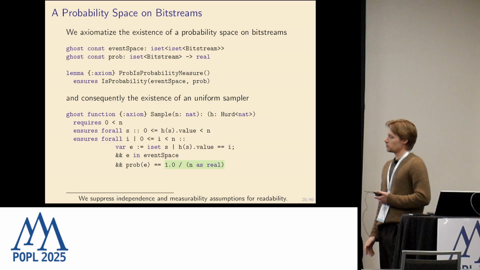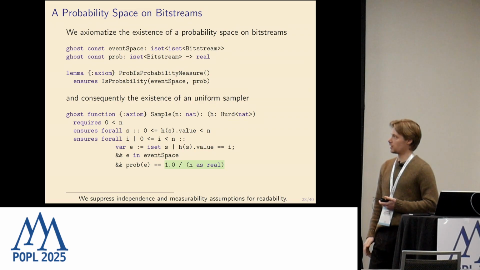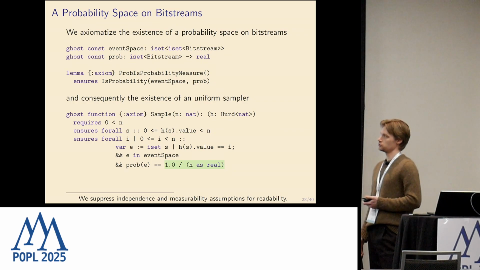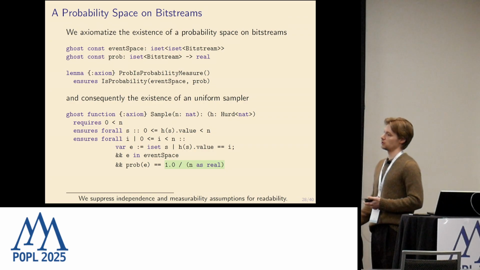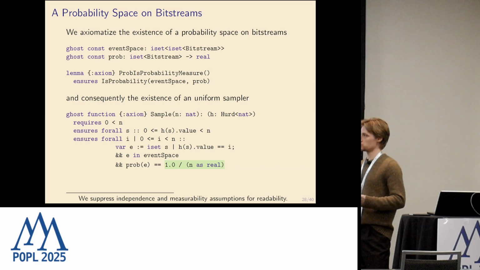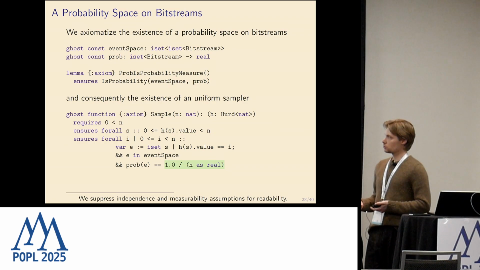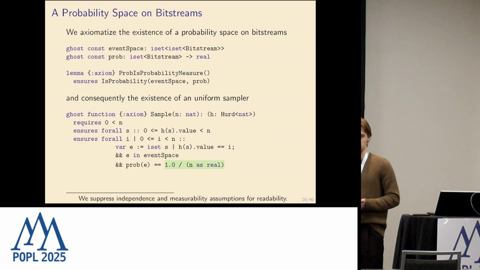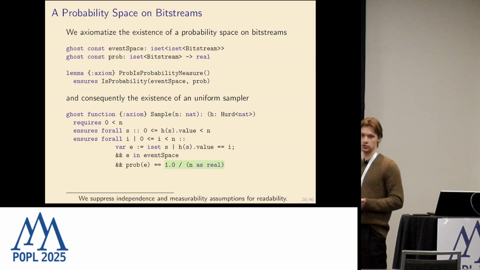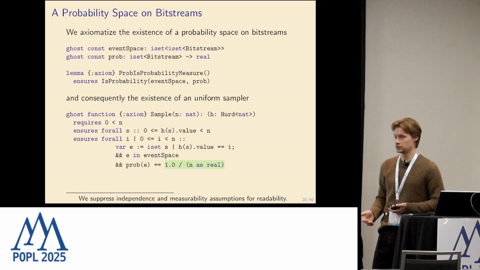So to speak about the correctness of the implementation, we formalize this probability space on bit streams. Concretely, we assume that there are two elements, the event space and the probability measure, which assigns to a set of bit streams a real value. And we assume that these two constants, which are not defined concretely, just abstract, form a probability space, which this axiom here captures. I won't go into the definitions of the predicate, but it follows classical probability theory.